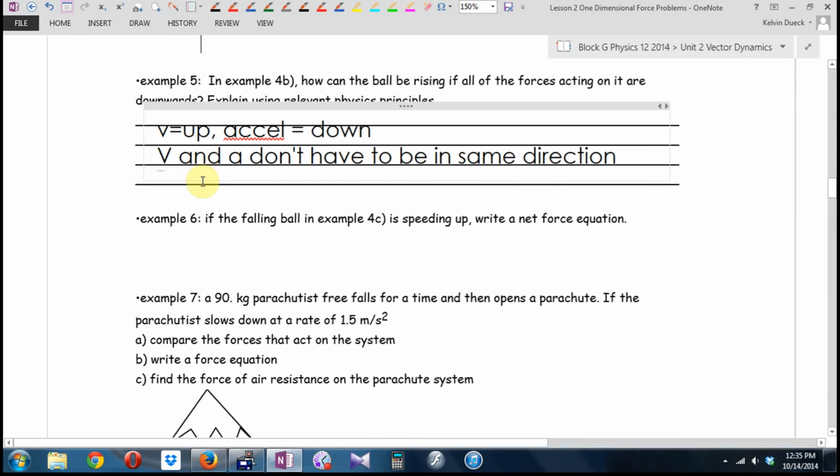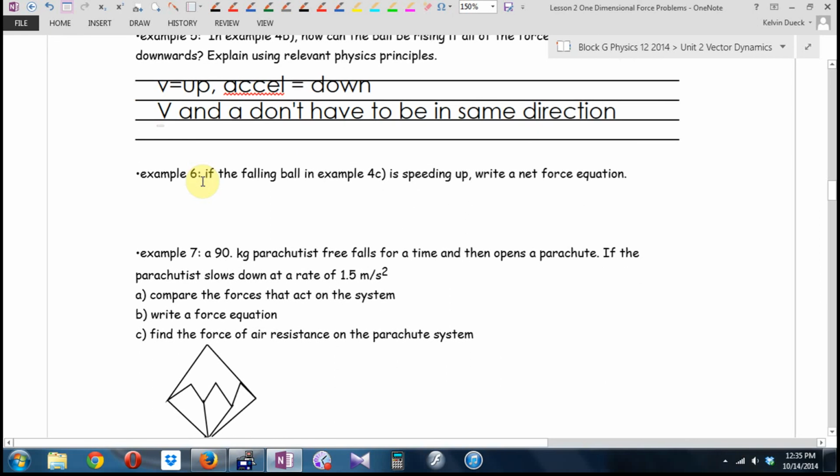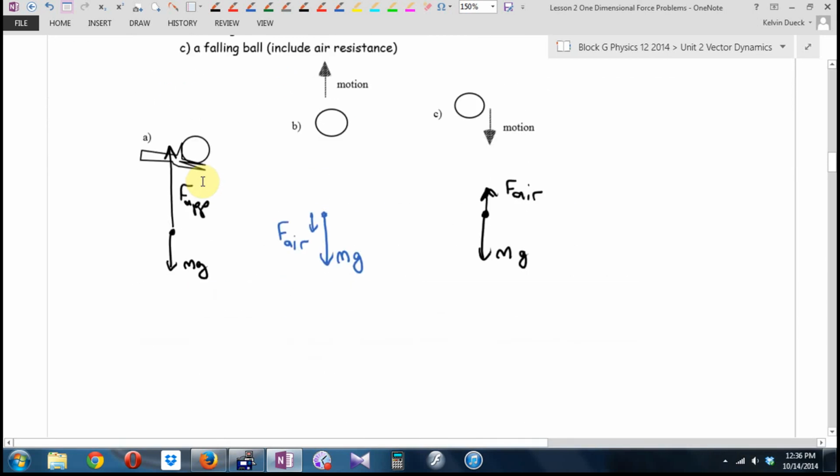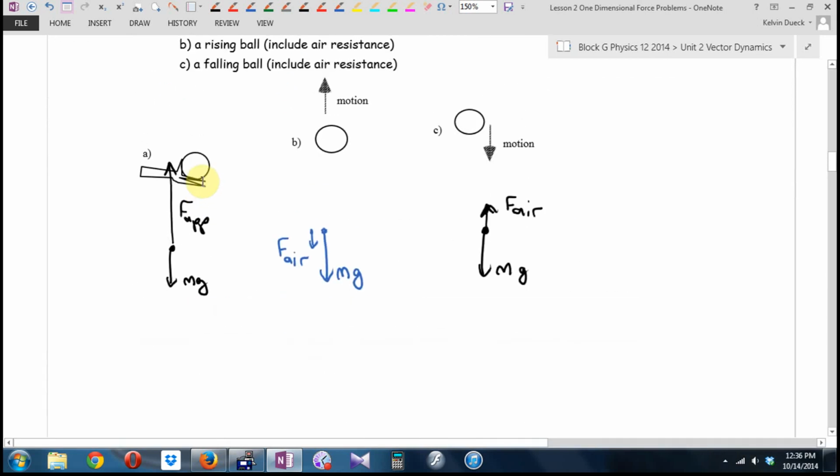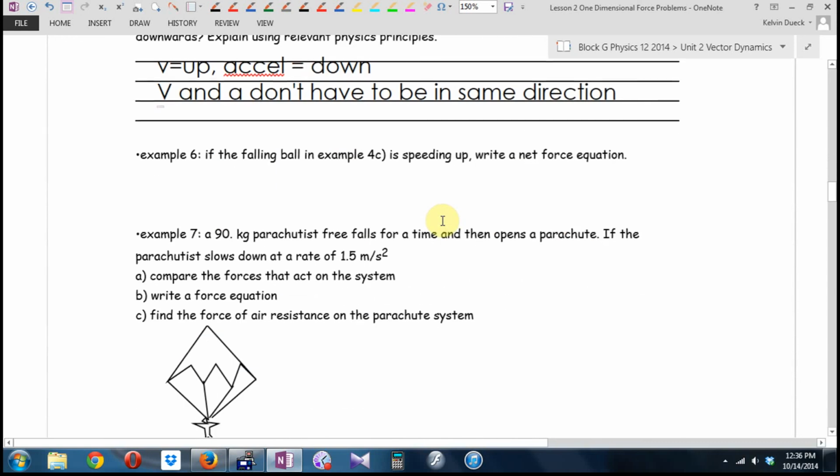Example 6 says, if the ball in example 4C is speeding up, write a net force equation. In example C, who's winning? MG. Who's losing? So on the way down, a net force equation would be winner take away loser. That equals MA.